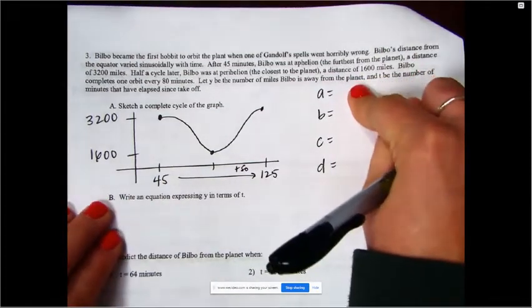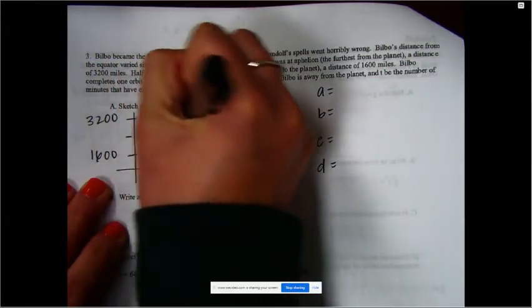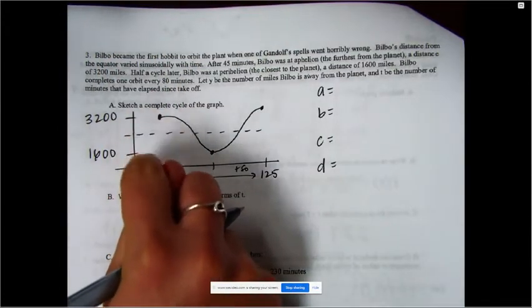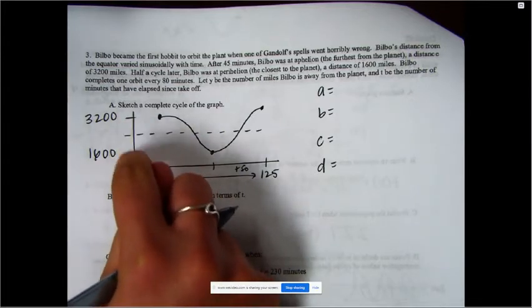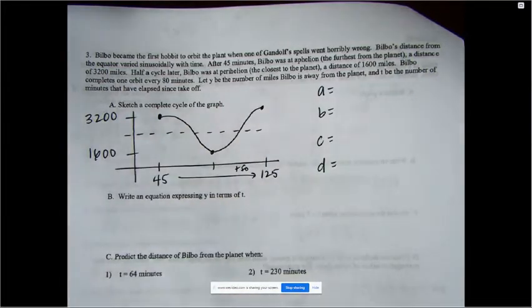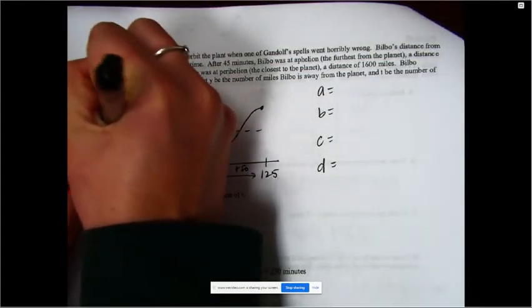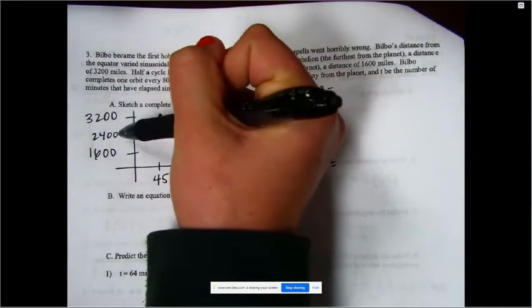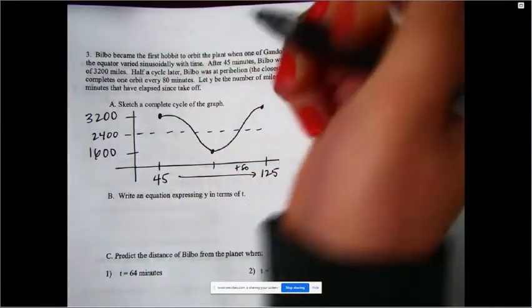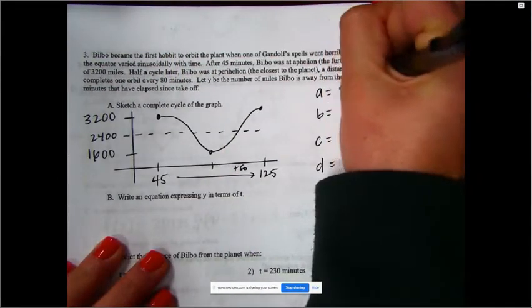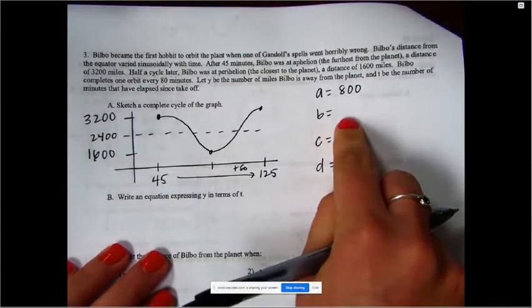A is the amplitude. First, I'm going to figure out this middle line. So I need to figure out what's halfway between 3,200 and 1,600. You could add these and divide by 2 to find the average. And that would be 2,400. So how far up and down does it go each time? 800.